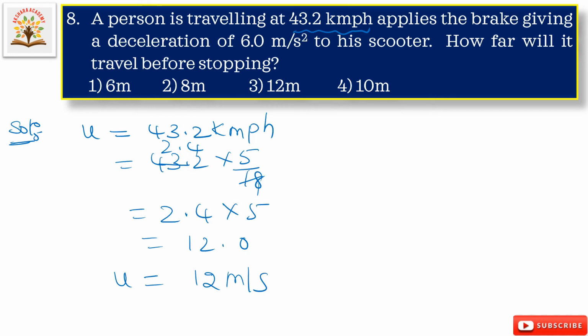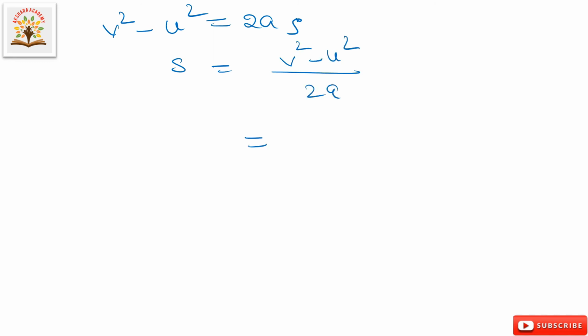And a is equal to, here they given deceleration. Deceleration is nothing but negative acceleration, so acceleration should be taken with a negative sign. So a is equal to minus 6.0 meters per second square. Now applying the third equation of motion, that is v square minus u square is equal to 2as. So from this s is equal to v square minus u square by 2a. v is nothing but 0, here v is given as 0.